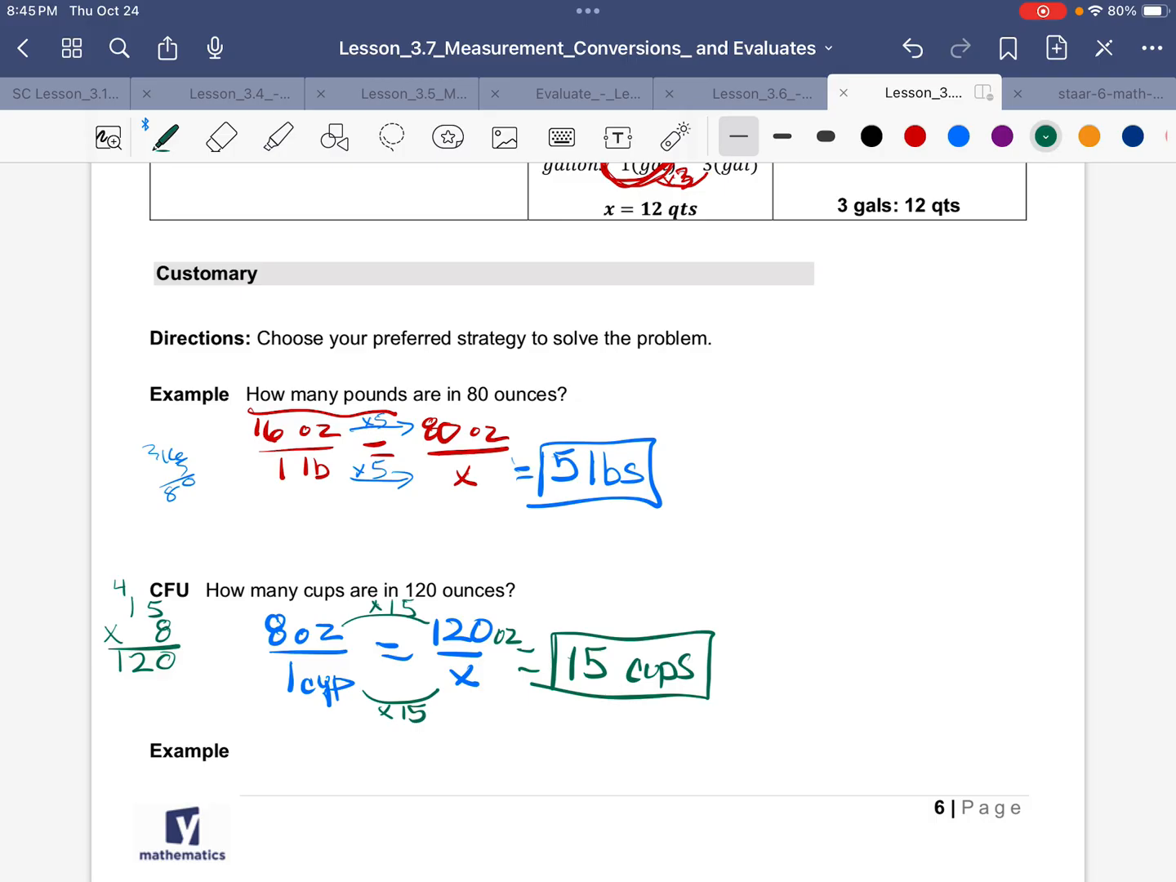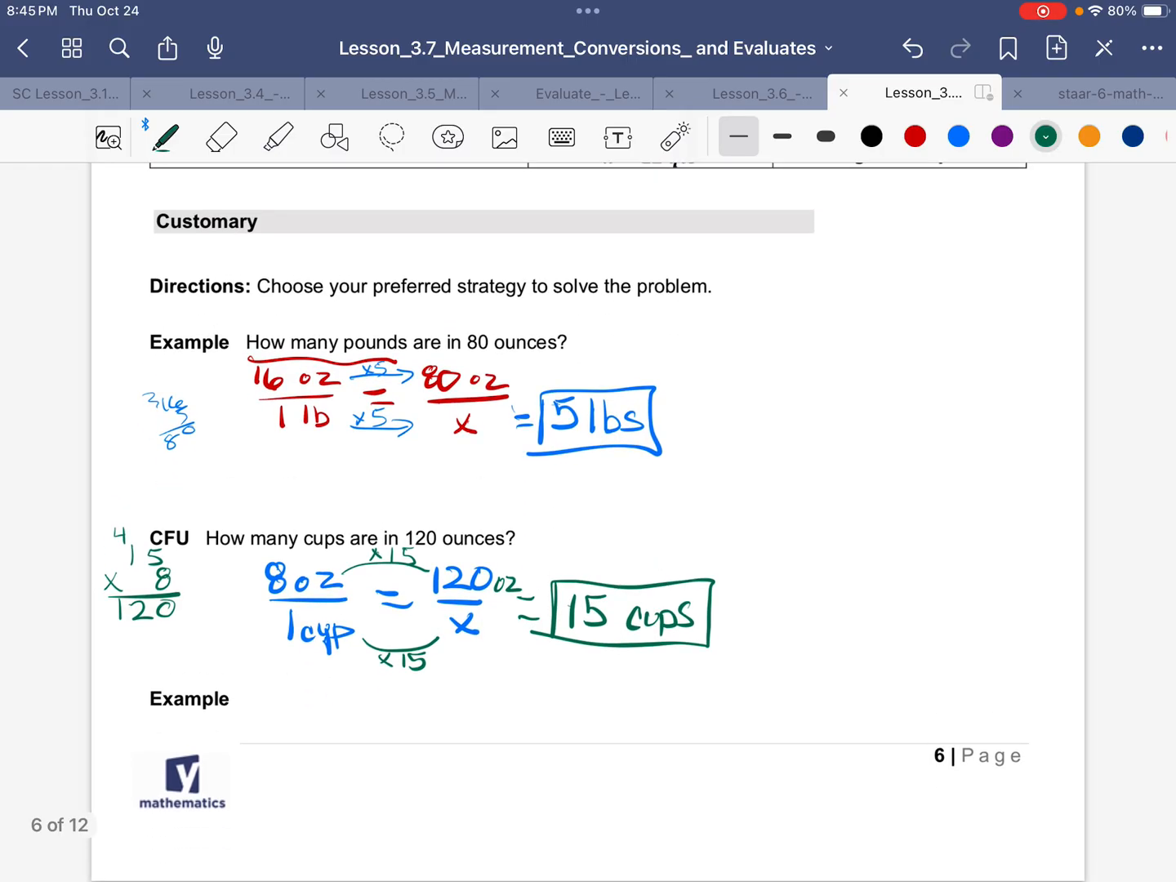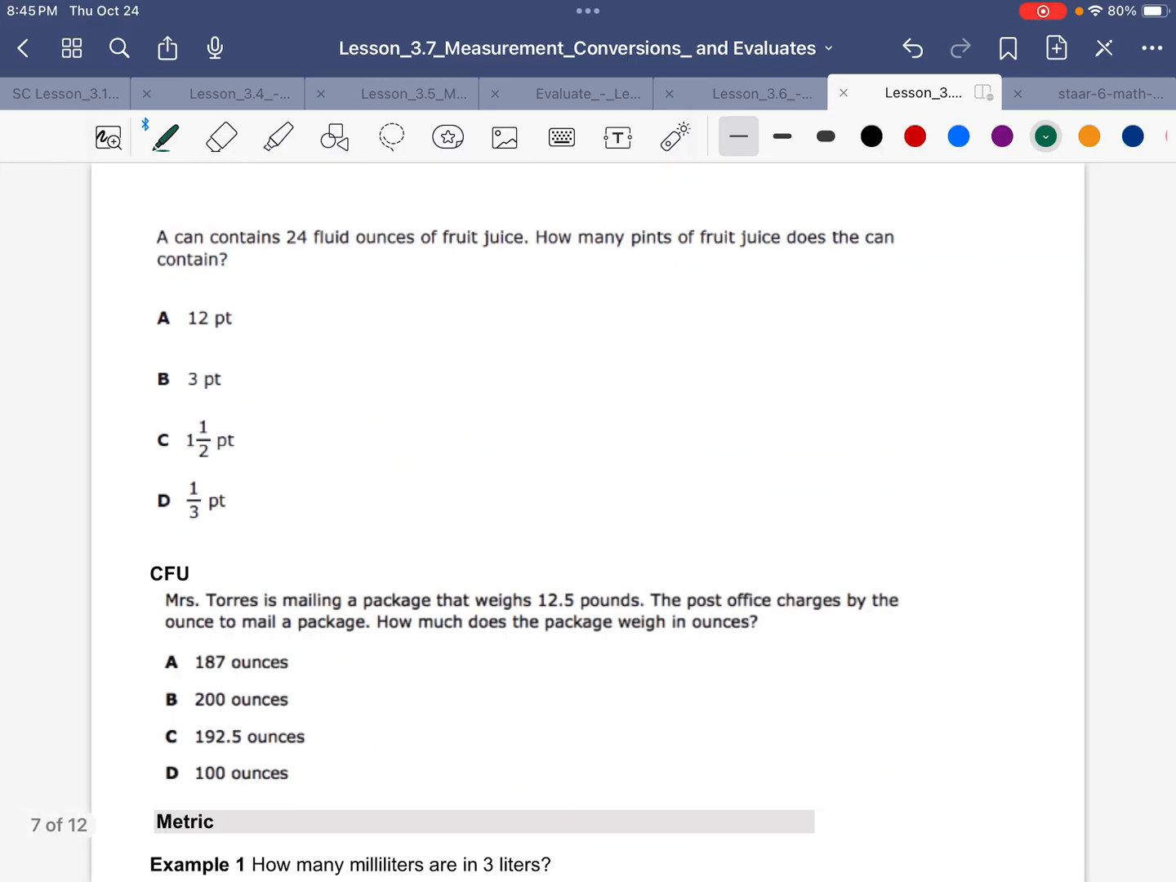Okay. All right. Let's work out some more. So a can contains 24 fluid ounces of fruit juice. How many pints of fruit juice does the can contain?